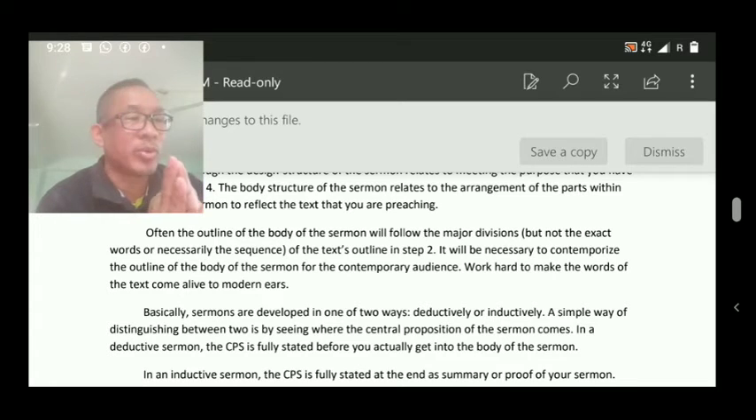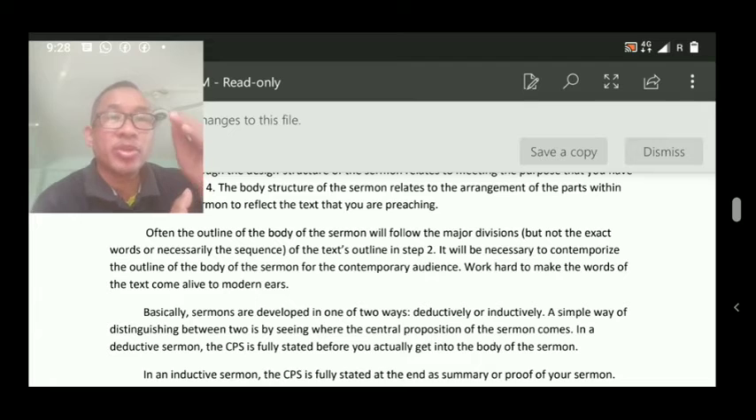Step number 5 is what? You are contemporizing, you are making a sermon, the CPS, the central proposition of the sermon. Step number 2 is structuring the text. Step number 3 is the central proposition of the text. Now step number 5 is the central proposition of the sermon. Last time we saw from Ezra chapter 7 verse 10 how you structure your sermon.